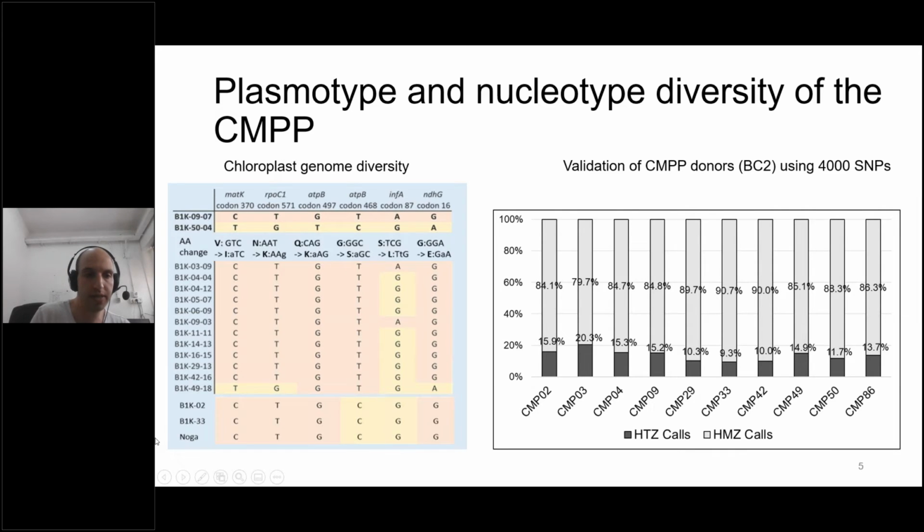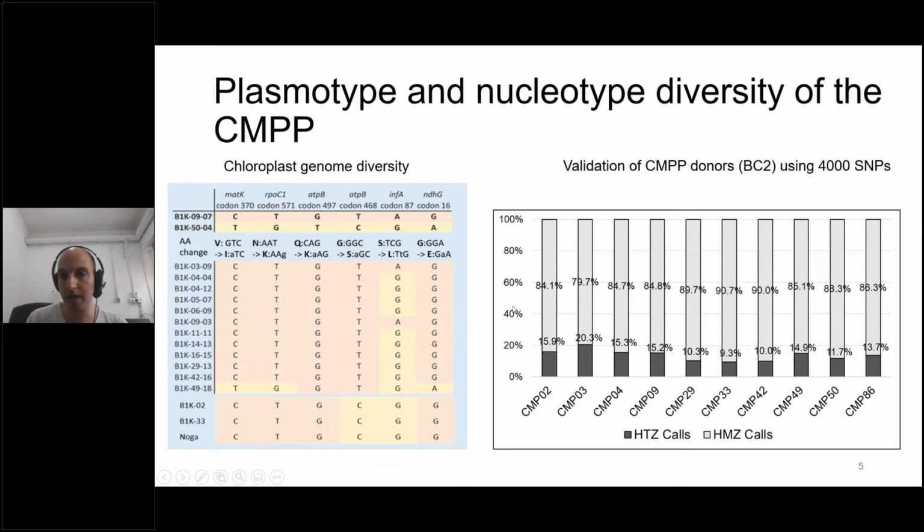And what we can see here is the different B1K lines that were used to build up this population. We also have Noga here, and we can see that there are indeed polymorphisms, which even lead to amino acid changes in MATK, a chloroplastic gene which has roles in splicing, and in RPOC1, which has roles in the RNA polymerase complex. So we can see that, at least on the sequence level, there is already quite an interesting variation in this population.